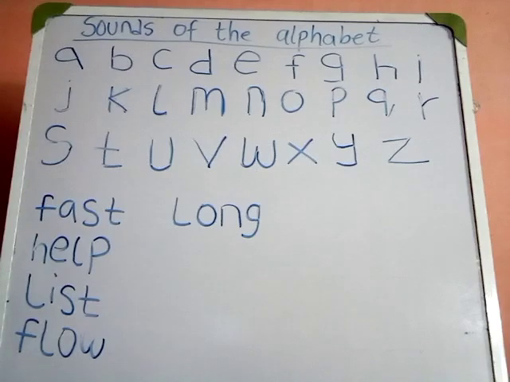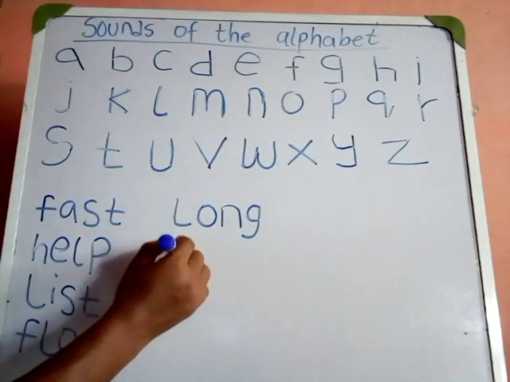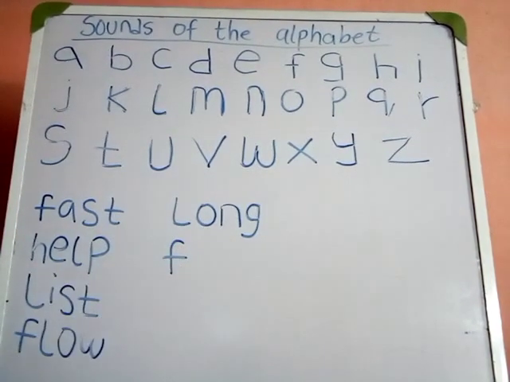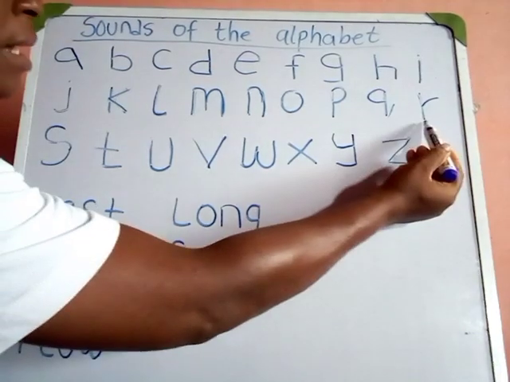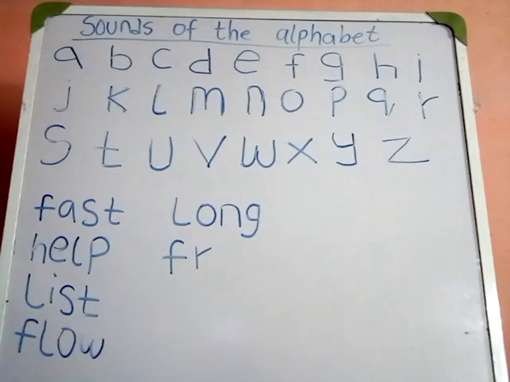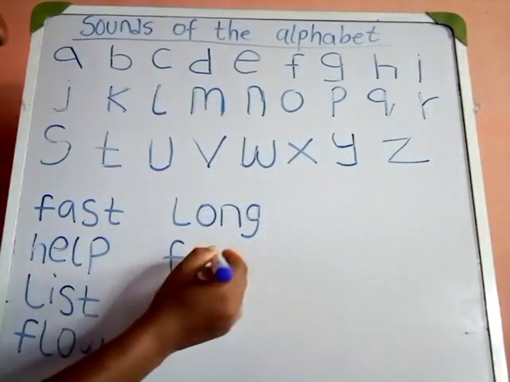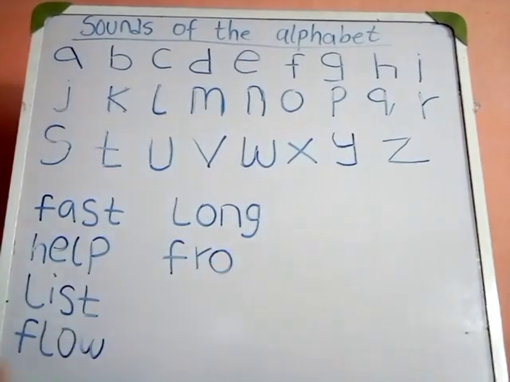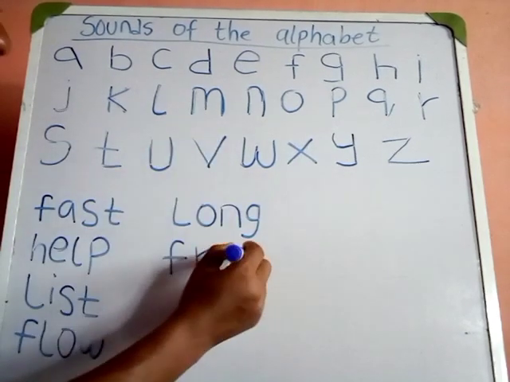Okay, our next word is from. We have the first sound. Rum. We can hear the sound, which is this sound. Rum. We can also hear this sound. From. The last sound there is this sound.